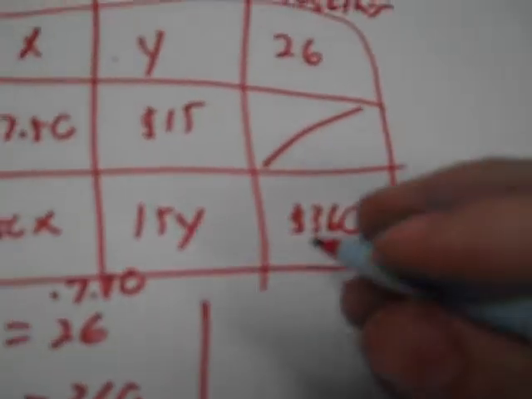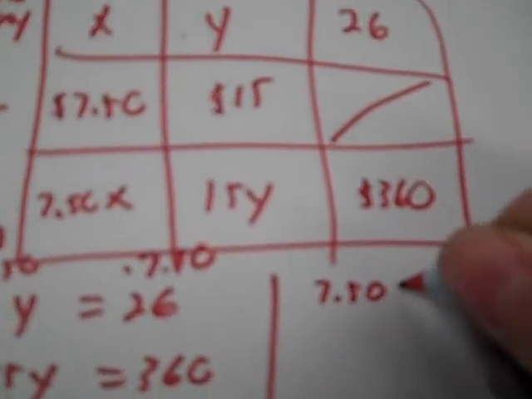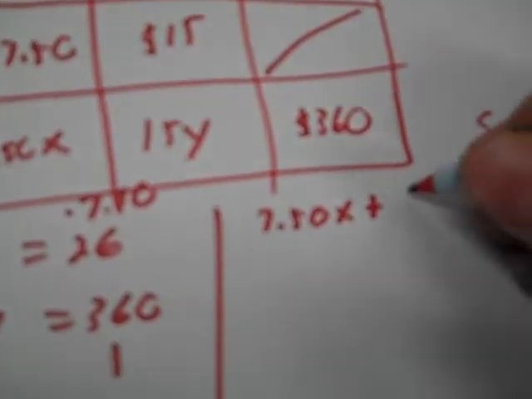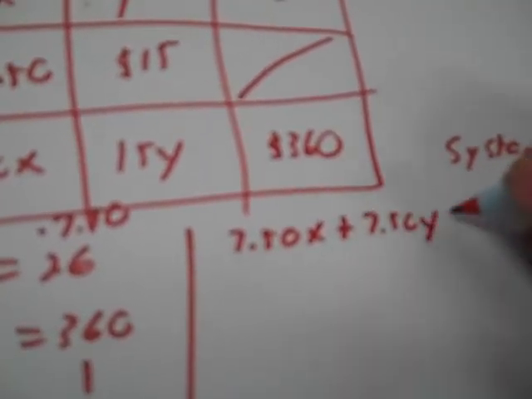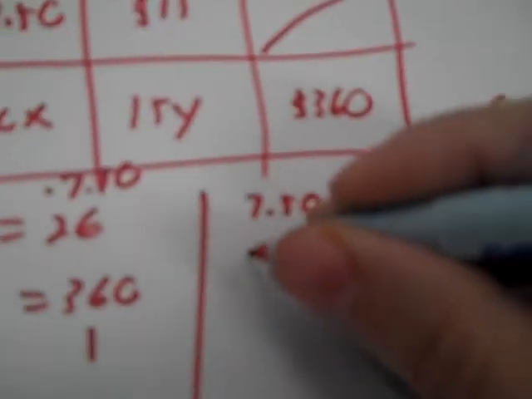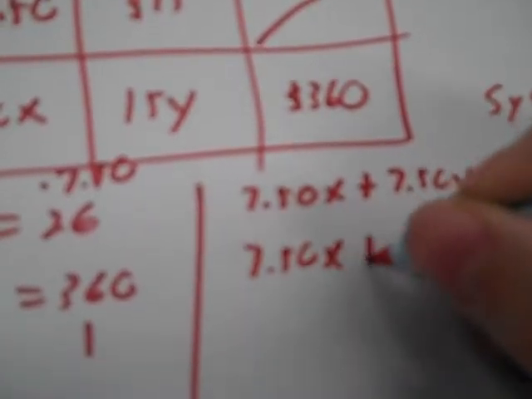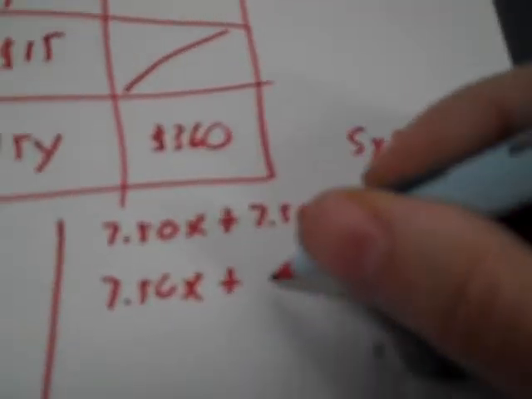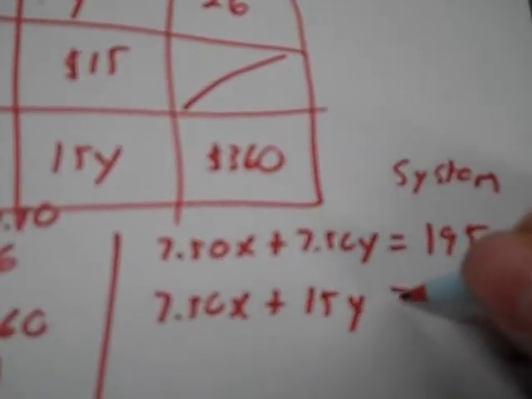Okay, so 1x times 7.50 is 7.50x. 1y times 7.50 is 7.50y. Then 26 times 7.50 is going to be 195. Okay, 7.50x, the bottom just stays the same because it's the identity property of multiplication. You're just multiplying it by 1.